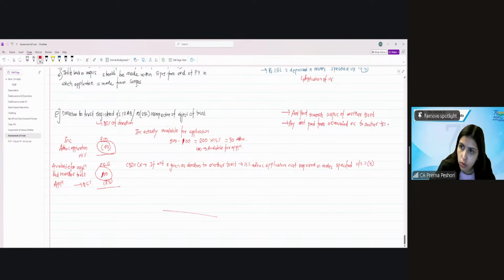So the donation that needs to be made to a registered trust has to be from the current income, not from the accumulated income. And that should not be towards the corpus of another trust, even if it is from the current income. Clear? Yes or no? Yes. Okay.